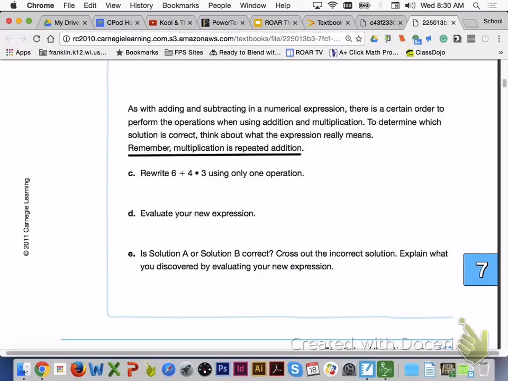As with adding and subtracting in a numerical expression, there is a certain order to perform the operations when using adding and multiplication. To determine which solution is correct, think about what the expression really means. Remember, multiplication is repeated addition. Please answer letters C, D, and E with your group members.